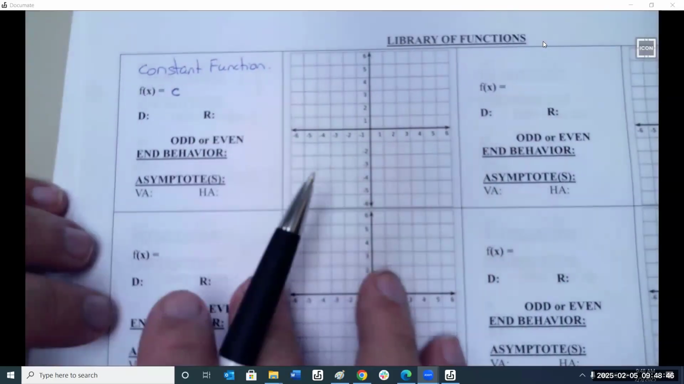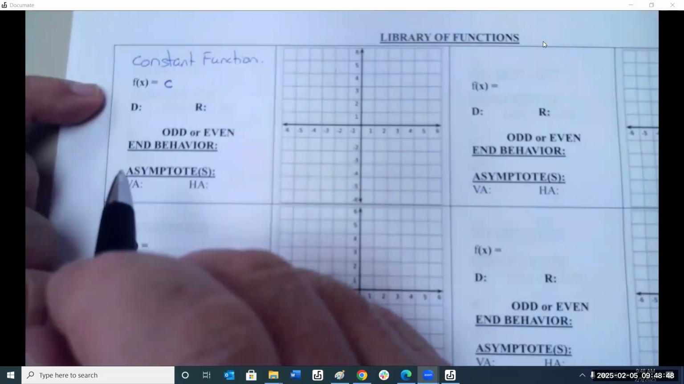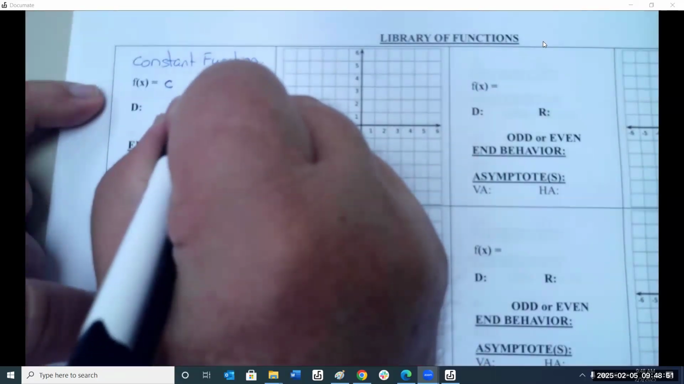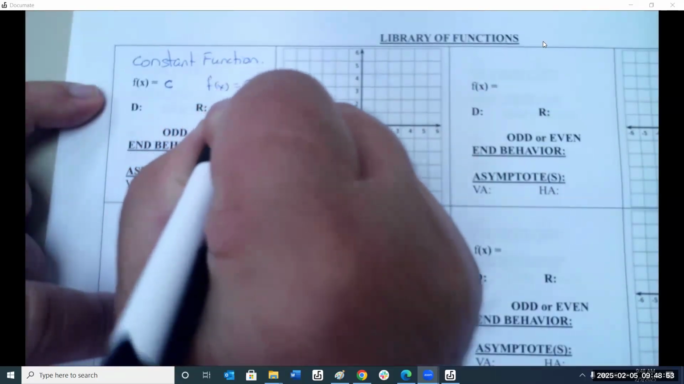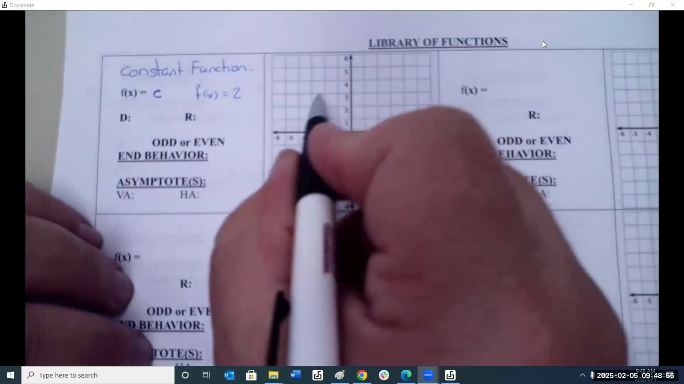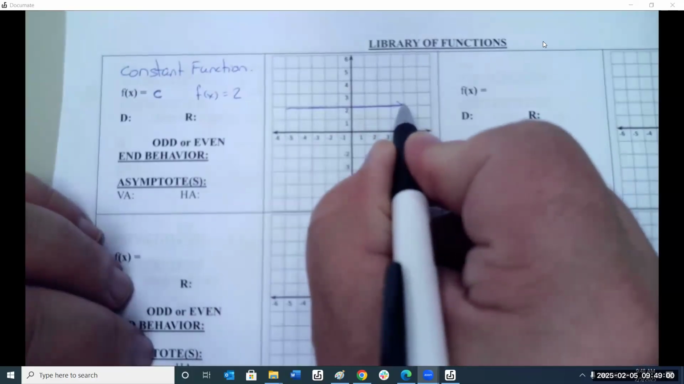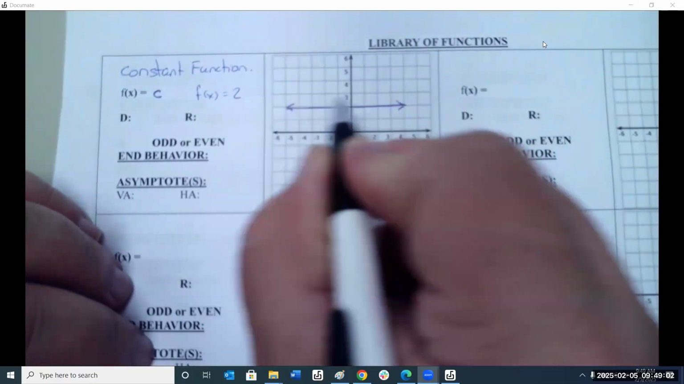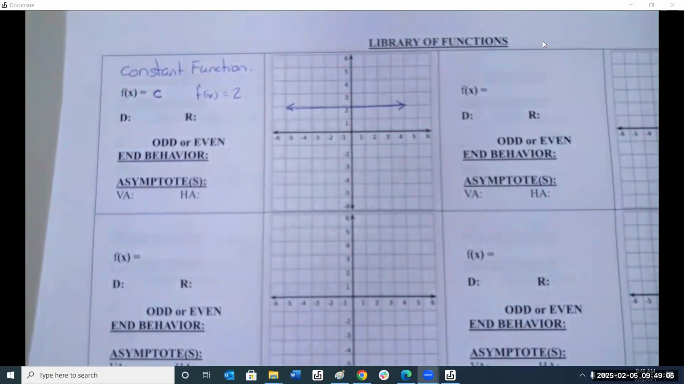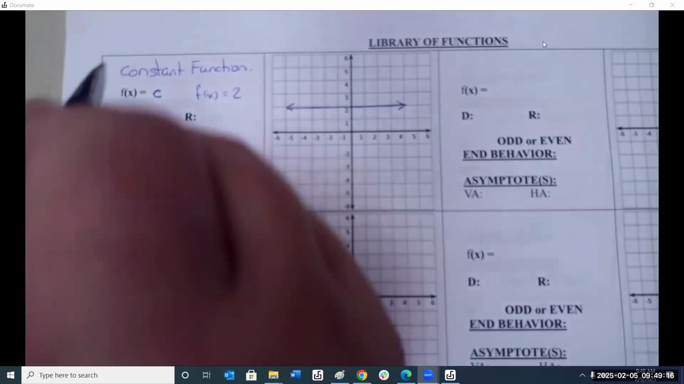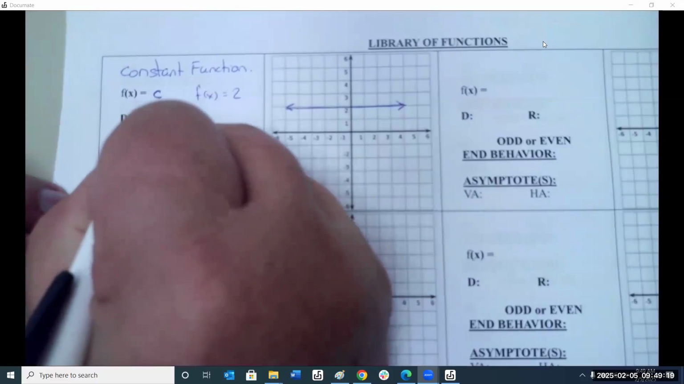Okay, so a constant function. Let's say f of x equals 2, so it's a number. There are no x's in there. What this graph looks like is a horizontal line that goes through that value 2. What's the domain of this function? Negative infinity to positive infinity.